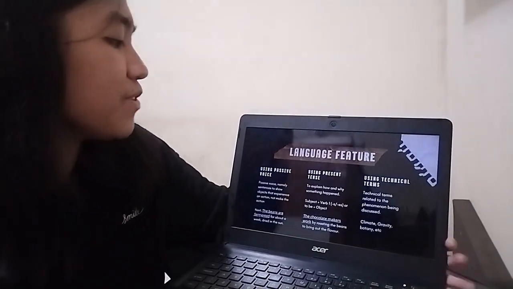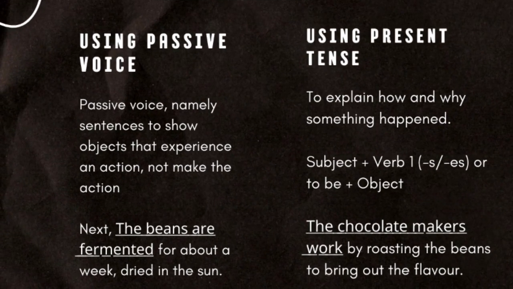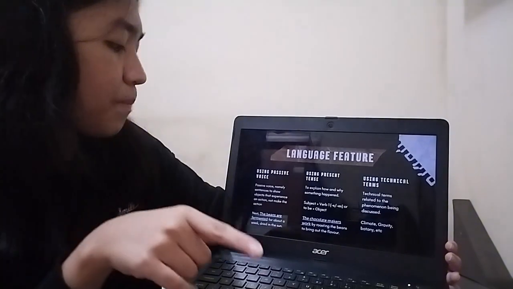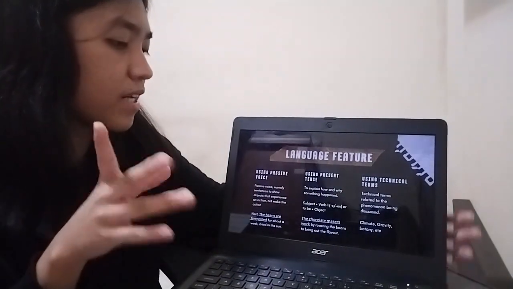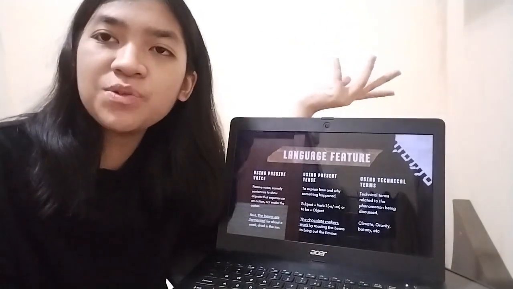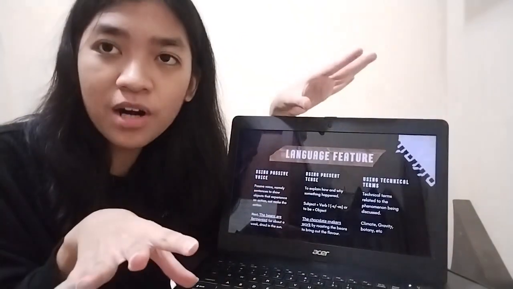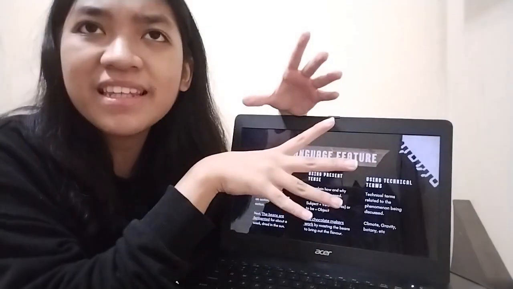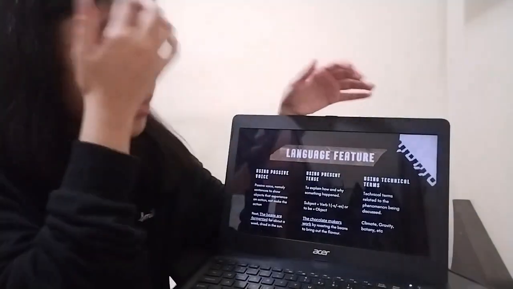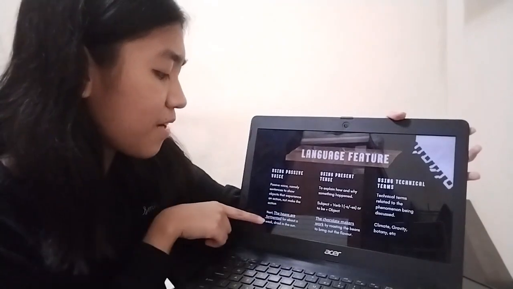Next we got using passive voice. Passive voice, namely sentences to show objects that experience an action, not make the action. So for a simpler explanation about passive voice, we usually use the subject first and then the object, but in the passive voice form, we highlight the object rather than the subject. Let's take a look at the example. Next, the beans are fermented for about a week, dried in the sun. The passive voice form is the beans are fermented.